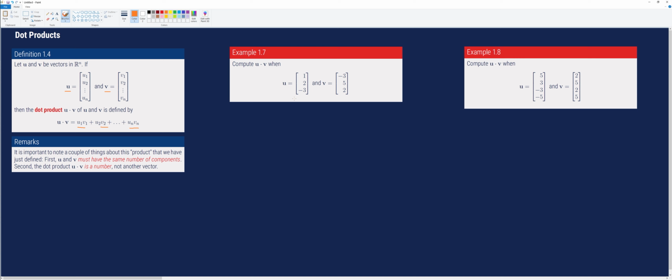Let's consider example 1.7. If u is 1, 2, and negative 3, whereas vector v is negative 3, 5, and 2, then the dot product of the two vectors is 1 times negative 3 plus 2 times 5 plus negative 3 times 2, or negative 3 plus 10 minus 6, which is equal to 1.